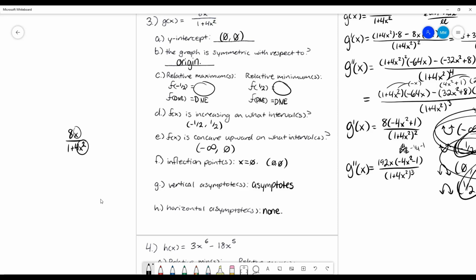Oops. Sorry, I opened my phone and it was playing a video. I just really want to double check that because I always mix up my horizontal asymptote rules.